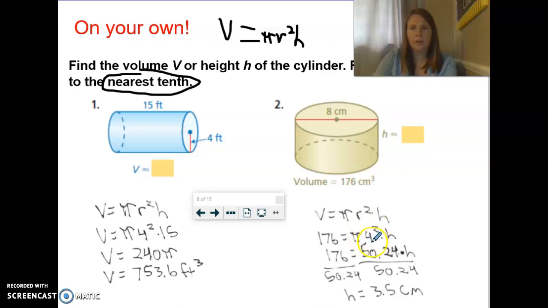Okay, so I just took 4 squared times pi already, which is 50.24. Use my inverse operations to solve for the rest of this problem with my h. Divide these out, and my final answer then is 3.5 centimeters. Okay, again, it was rounding to the nearest tenth, so that's why I'm only looking for the first decimal place. And in this case, your units are not going to be squared or cubed. They're just going to stay this way.